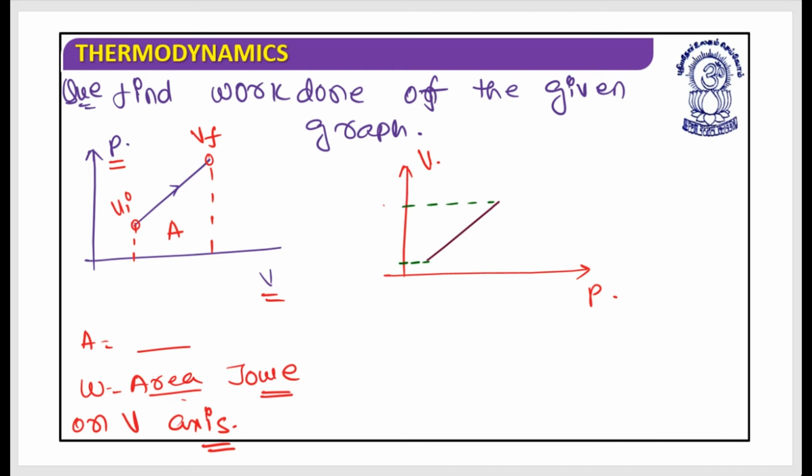Hope this is clear. So this work done, it's an area on the volume axis. I hope this is clear. It is that area that we need to consider to find out the work done in this system. I hope this is clear. Great. So shall we move to the next question?